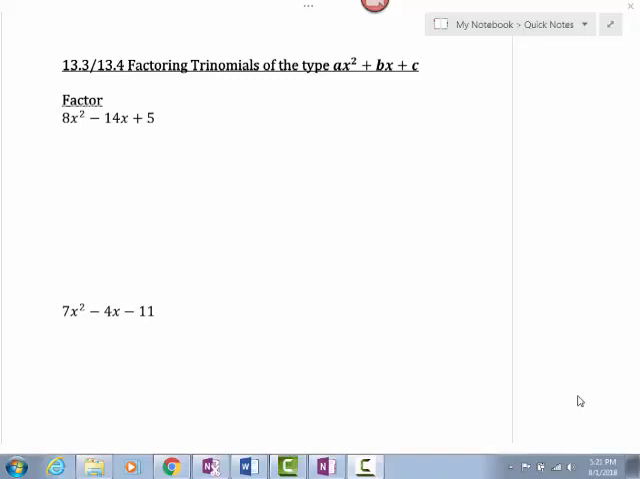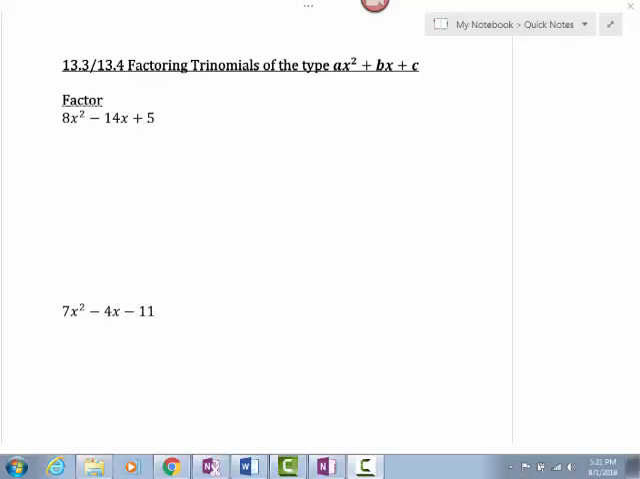So section 13.3 and 13.4 are factoring polynomials of the type ax squared plus bx plus c. So these polynomials have a coefficient in front of the x squared, and it's not going to be 1. And if you can factor it out, there's still going to be a number in front of the x squared. But I'm going to do these problems exactly the same way we did the others.